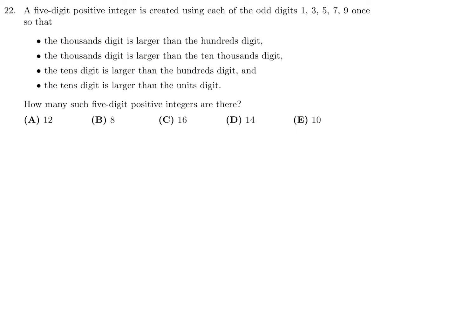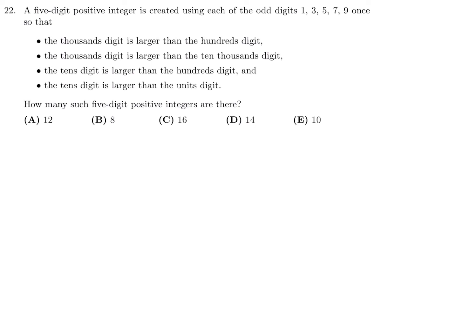A 5-digit positive integer is created using each of the odd digits 1, 3, 5, 7, 9 once, so that the thousands digit is larger than the hundreds digit, the thousands digit is larger than the ten thousands digit, the tens digit is larger than the hundreds digit, and the tens digit is larger than the units digit. How many such 5-digit positive integers are there?